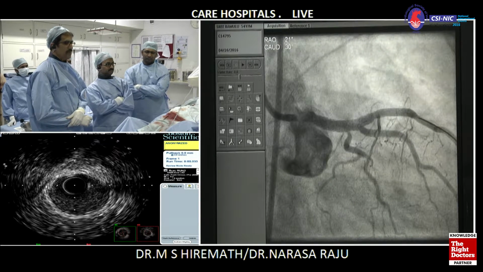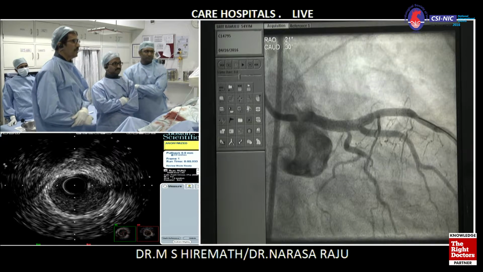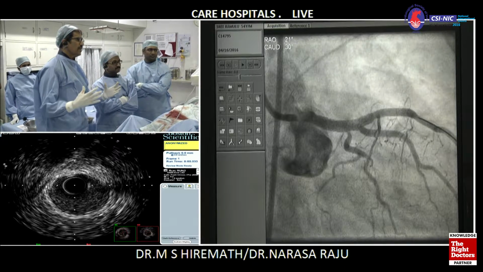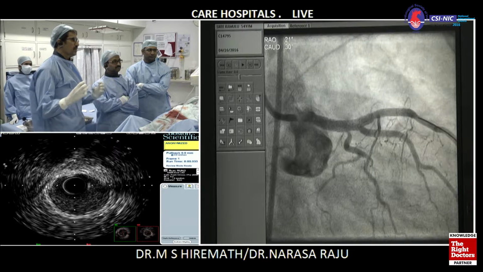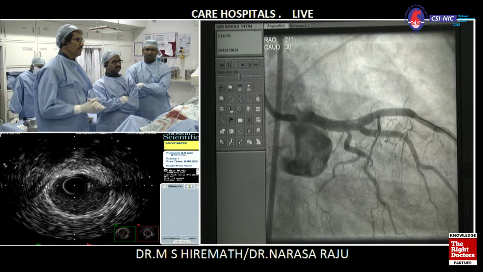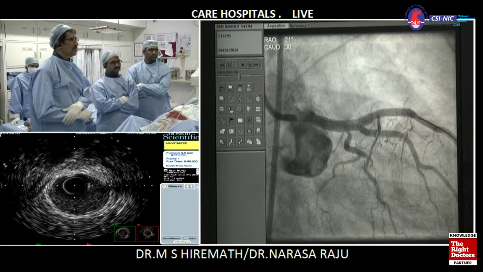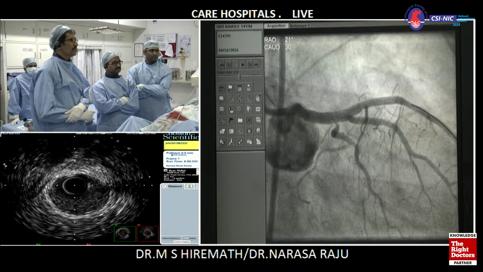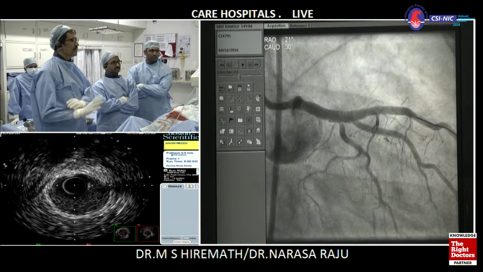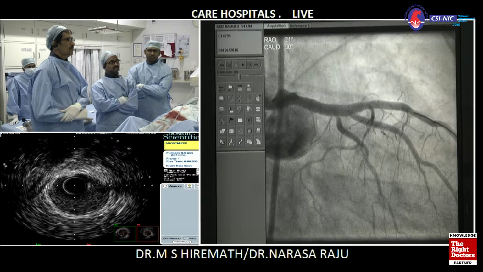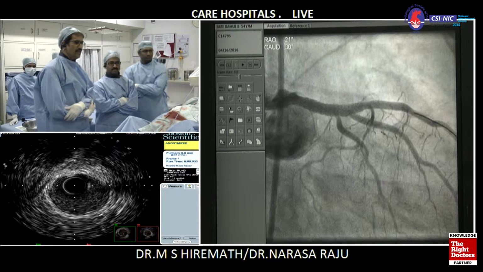So we have this image, looks pretty good, well expanded. On either side, actually, the vessel looks matching to the diameter of the stent. Slowly, step by step. Okay. All right, we'll show you the IVUS at this stage. Can we go to IVUS?